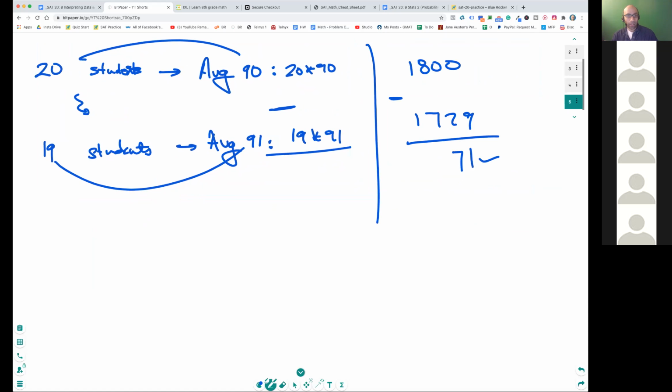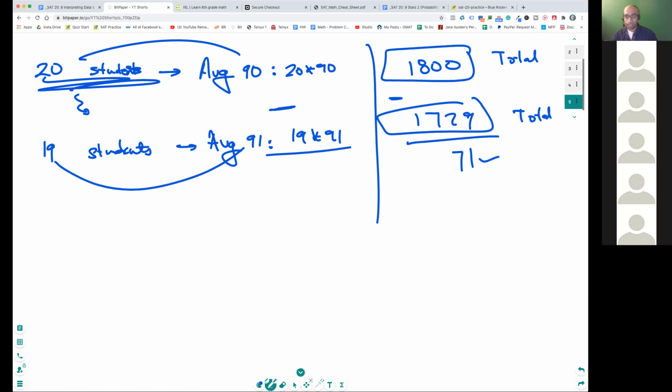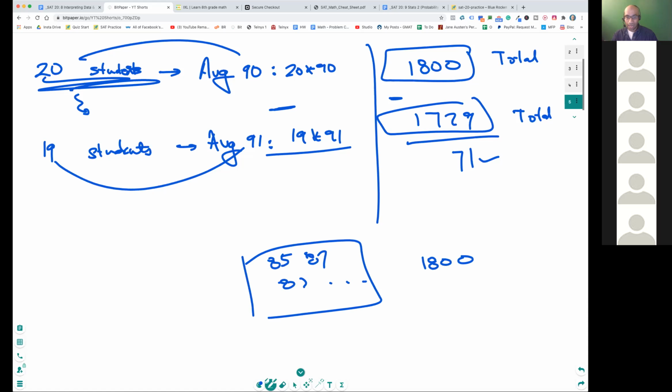Think about it. 1800 is the total sum of the scores of these 20 students. So 20 students have 1800, then 19 students have 1729. There are scores over here: 80, 88, 85, 87, 82. All of these added give you 1800. Then one of the guys is removed, and then it's 1729. When you take the difference, you get this guy who was removed. That's all it's saying.